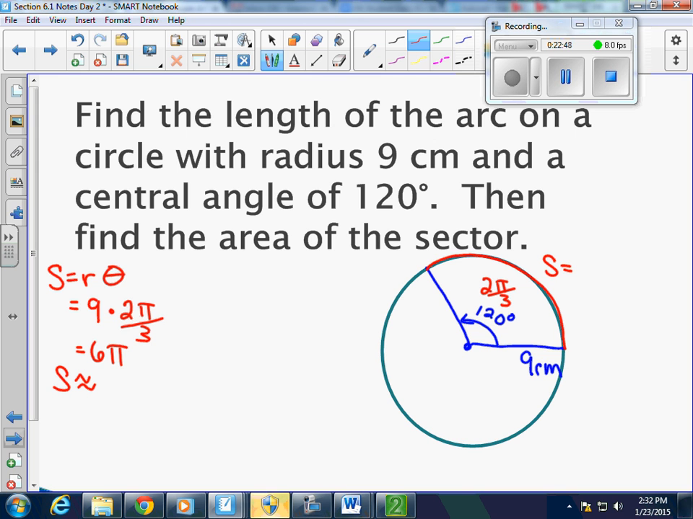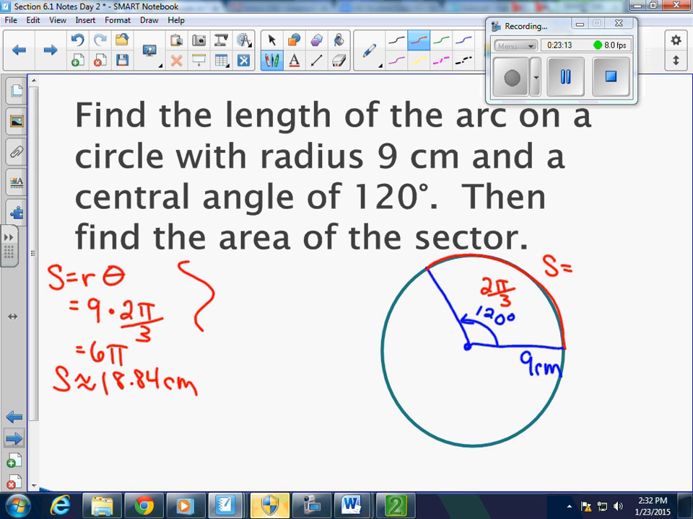Say it again. Did you divide by 3? I don't know how you got 169. 6 pi is going to be just bigger than 18, I think. Okay, what did you do? Got it. 18.84 centimeters is our arc length.